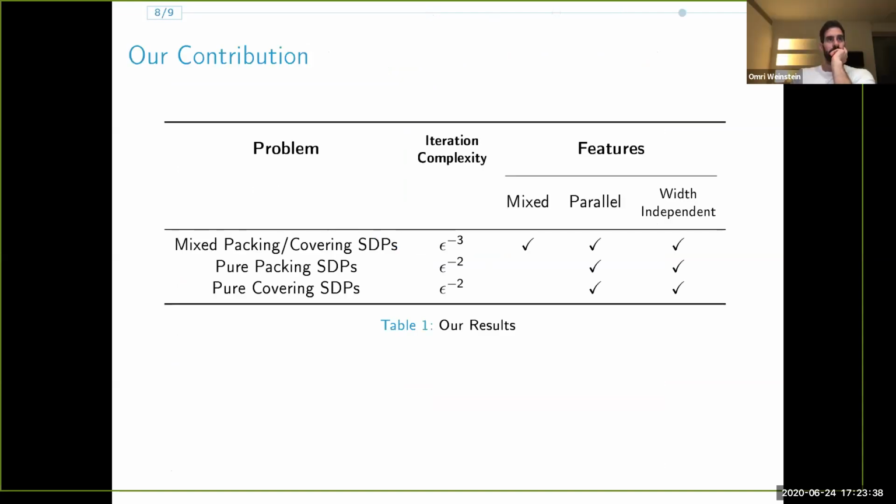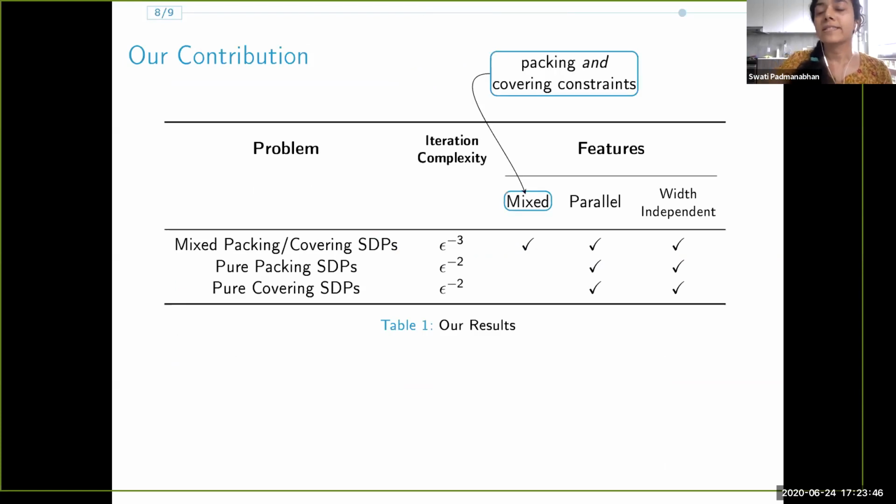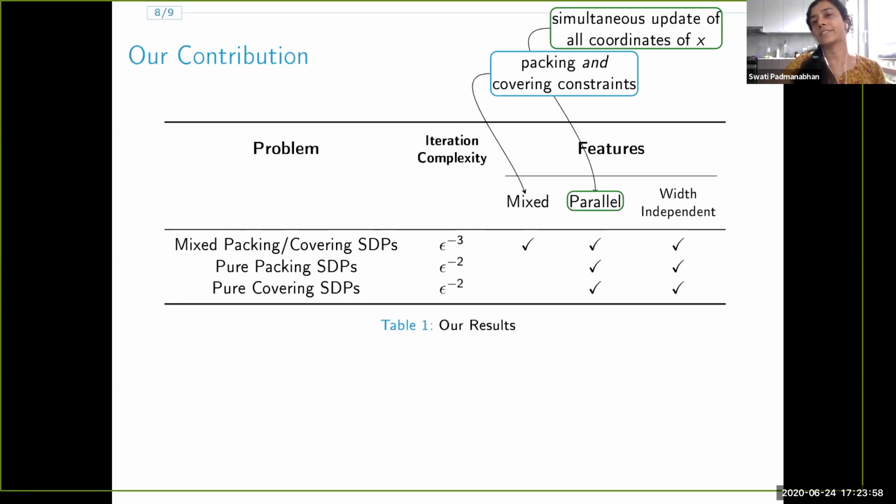Before I describe our contributions, I would just like to define the three adjectives in the title of our paper: mixed, parallel, and width independent. The word mixed refers to problems which have both packing and covering constraints. If you have only one of those, we call them pure packing or pure covering. The word parallel refers to an algorithm in which all the coordinates of X are updated simultaneously. And in this SDP setting, we define width as shown here. Note that in the case of packing and covering LPs, width is defined slightly differently, but it can be interpreted in the same analogous manner.